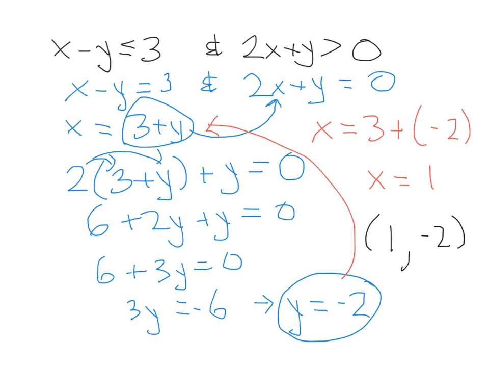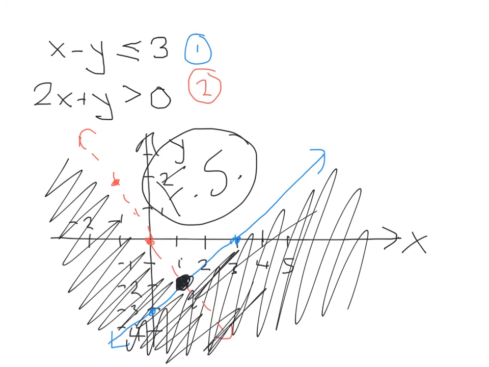If we go back to our last slide, we can label the point as x equals 1. Oh, let's do it over here. x equals 1, y equals minus 2. That's it for solving linear inequalities in 2 variables. If you can do equalities, you can do inequalities.